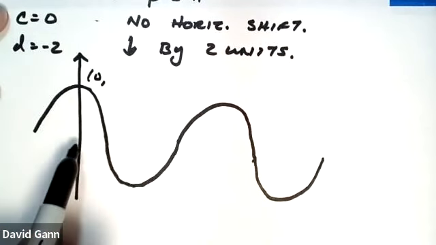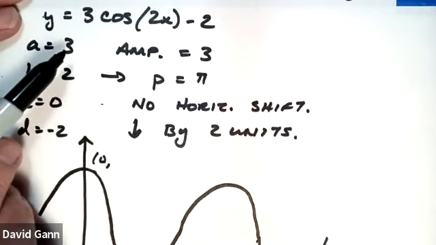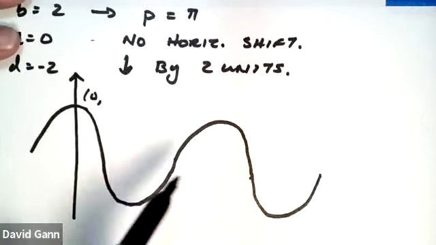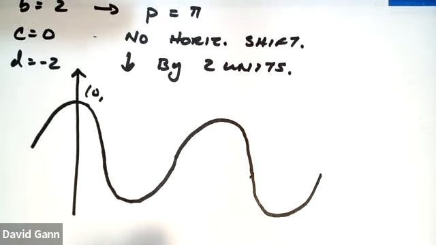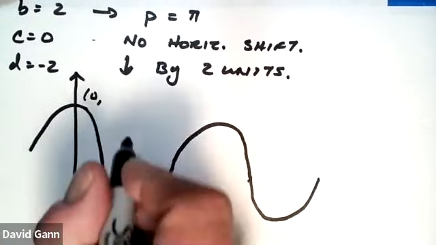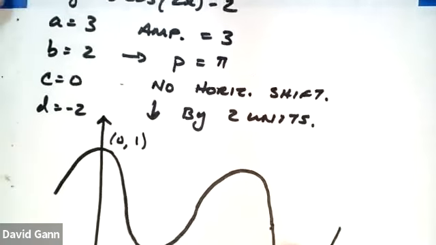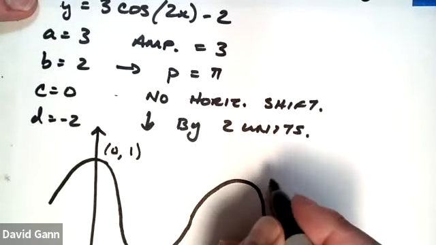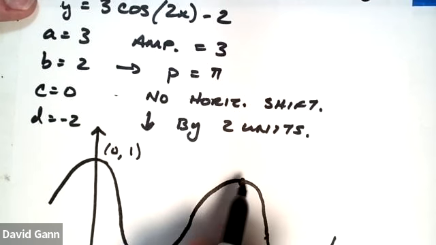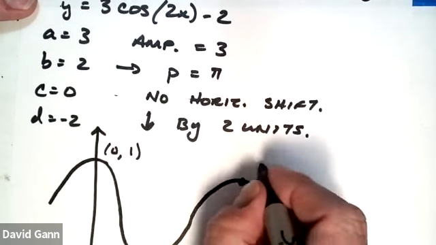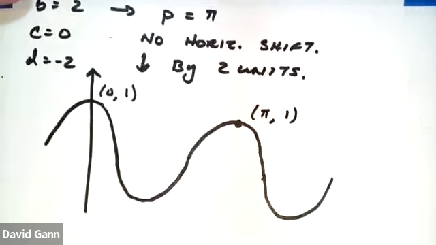And so here's what we have to think about. This thing is shifted down by 2 units, but it has an amplitude of 3. So that means that the baseline is down 2 units, but the maximum is actually at a value of 1. So this point over here, which is exactly 1 period away, so its x value will be pi, also has a y value of 1.